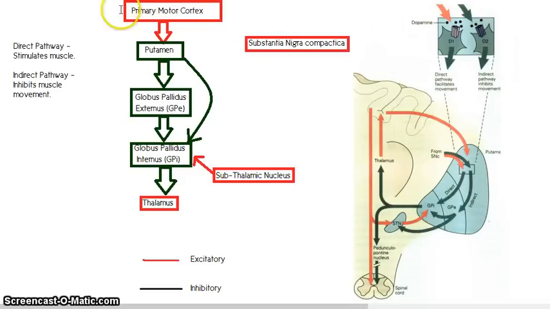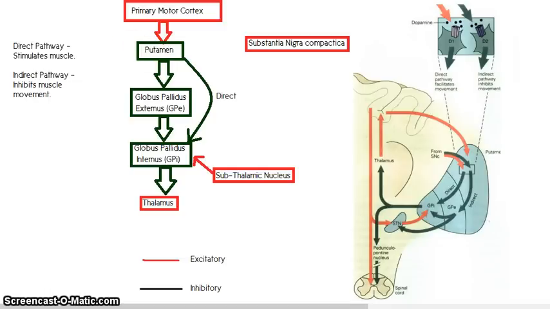With the primary motor cortex, we want to initiate a muscle movement, so we're going to flow down the direct pathway. The primary motor cortex is an excitatory part of the brain, and it excites the putamen. Same on this graph: we have the primary motor cortex exciting the putamen right here. If we follow the direct pathway, which is this arrow right here, let's put direct there. If we follow this arrow down, we have an excitation of the putamen.